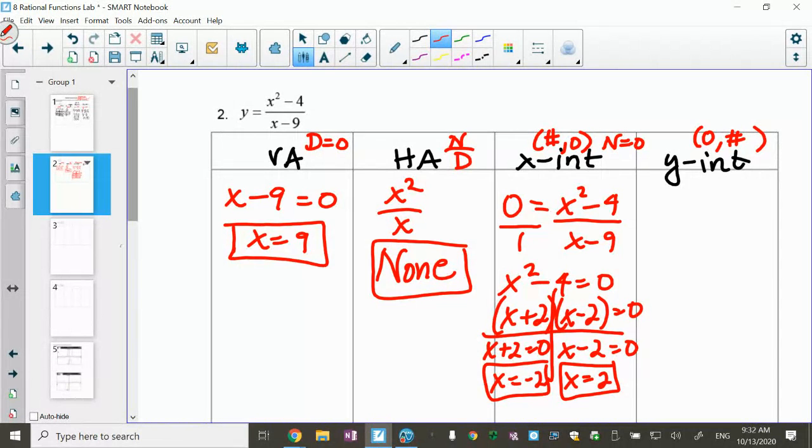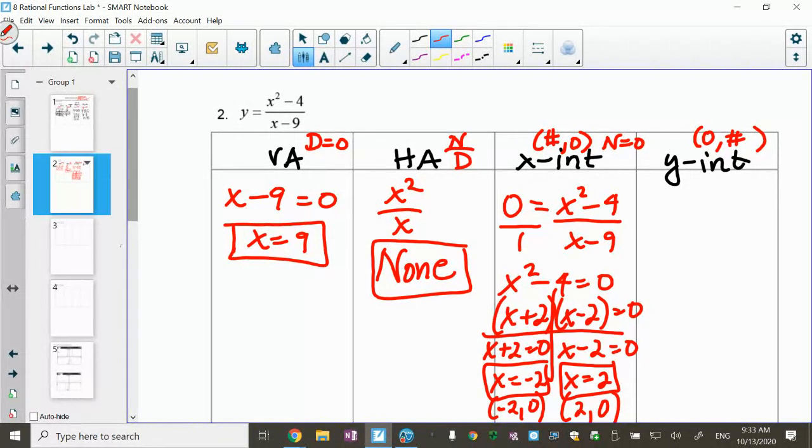For the y-intercept, I'm going to put a 0 in there. Oh, by the way, here I've got to write it as (-2, 0). These are points, so please make sure you write them that way. So that means it crosses the x-axis in 2 different places. And remember, you don't have to have all of these. Sometimes you only have a couple.